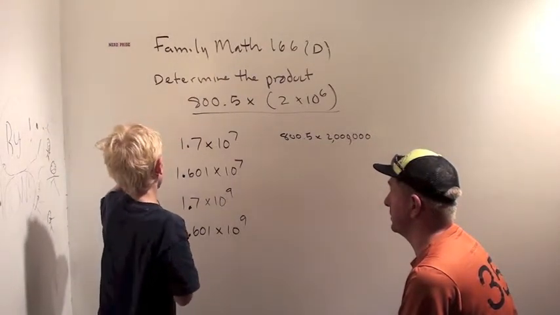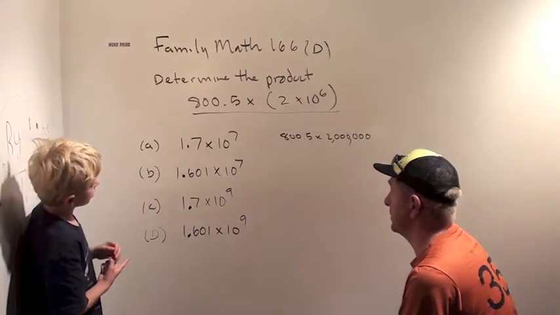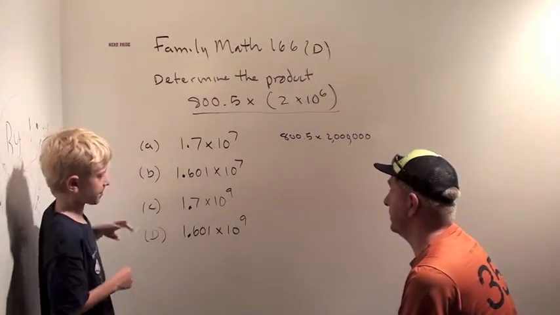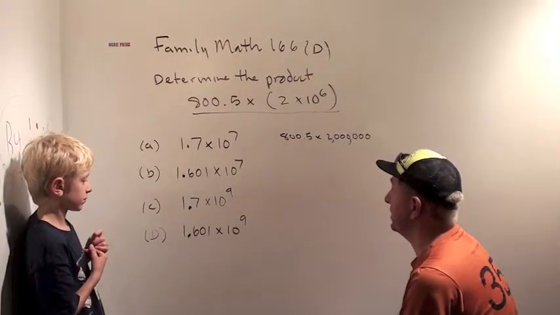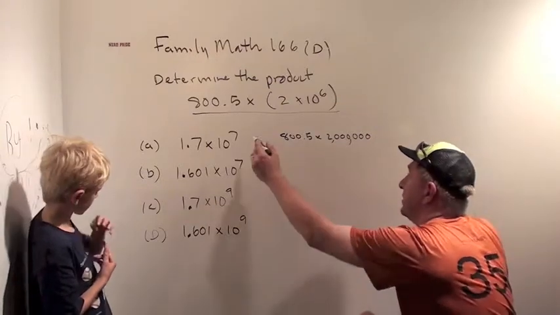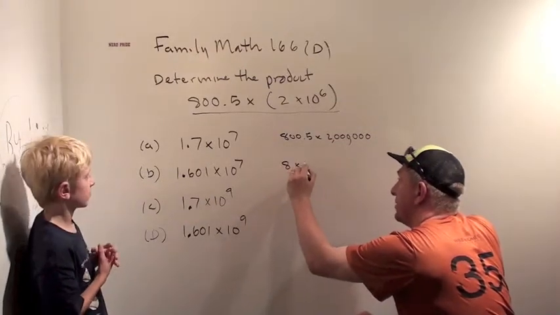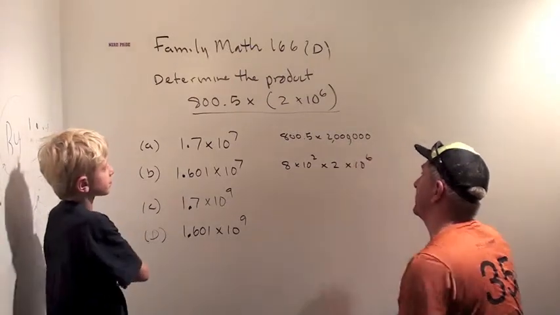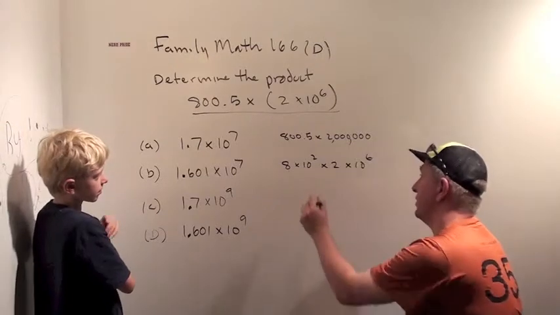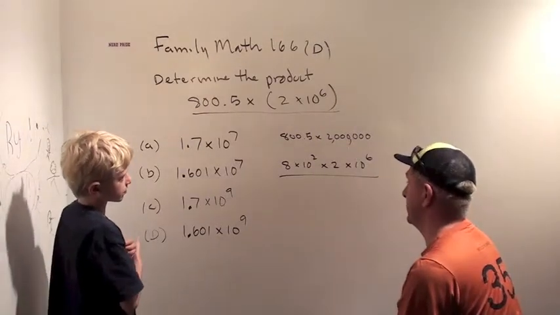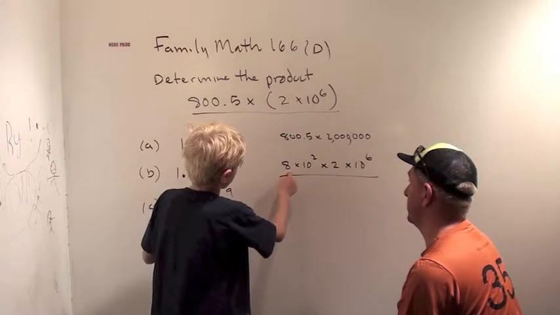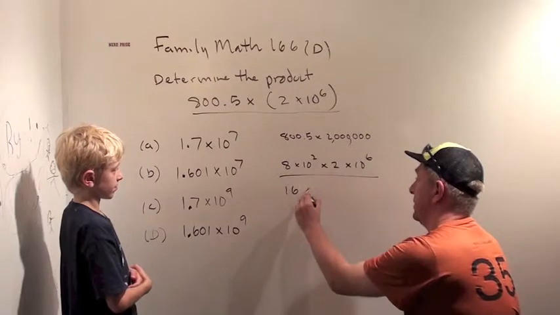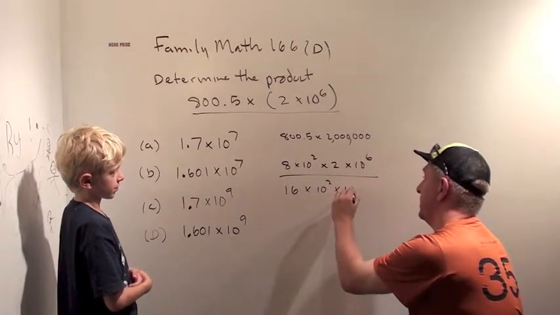Well, 800 is 8 times 10 to the second. So I'm thinking it's going to be C or D. Interesting. So we have a 10 to the second already. This looks a lot like 8 times 10 to the second times 2 times 10 to the 6th. What's a simple multiplication we can do in here? We can do 8 times 2, which is 16, times 10 to the second times 10 to the 6th.